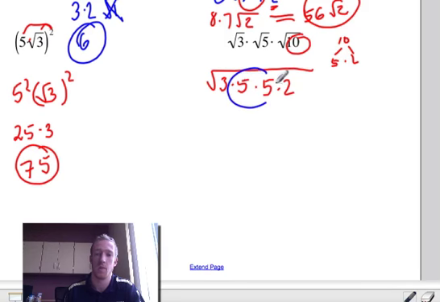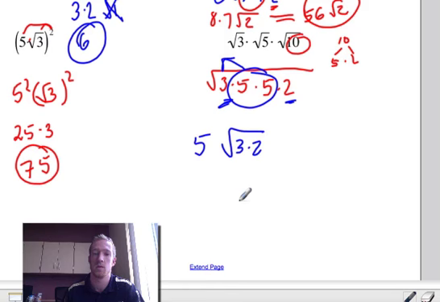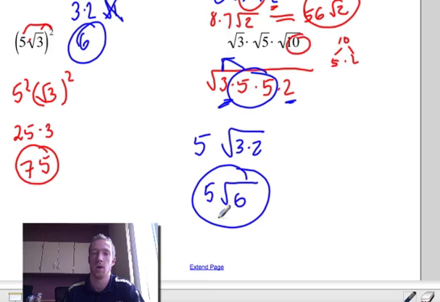And now I got a pair of 5s. Take them out. So 5 root 3 times 2. The 3 is left underneath and the 2 is left underneath. So 5 times root 6. D-O-N-E. Done.